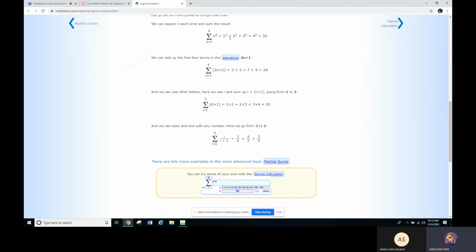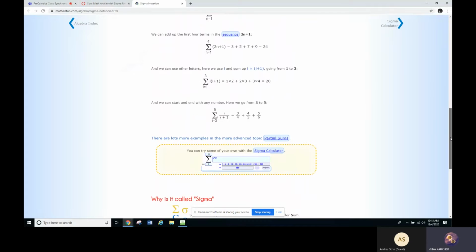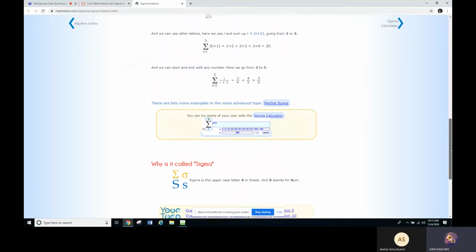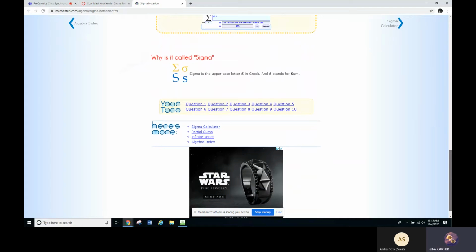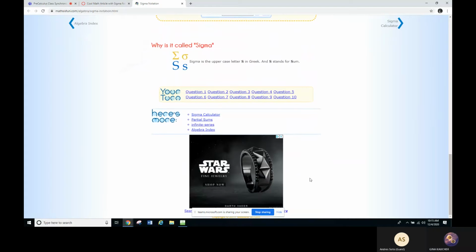Of course, you can put anything here. n squared, starting with 1, would be 1 squared, plus 2 squared, plus 3 squared, ending with 4 squared. And then you add it all together. And 2n plus 1, there's a bunch of examples here. And then when you do the little quiz, there's a whole bunch of examples for you to work with.